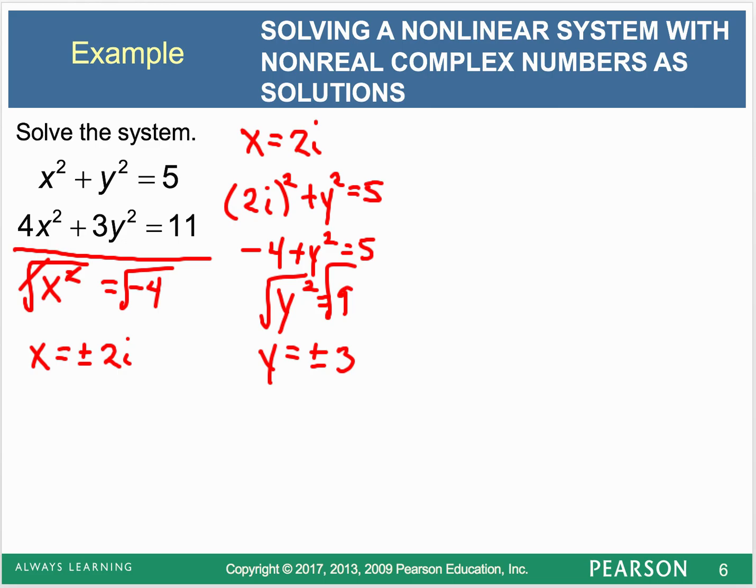Now that means I've got two solutions that go with that, two y values that correspond to that x. So 2i, 3 is a solution, and 2i, negative 3 is another solution.